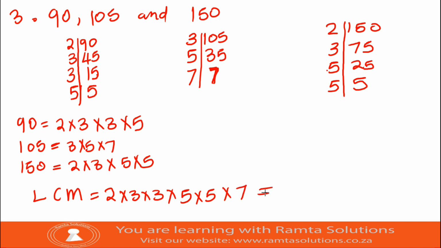So, what is our answer? Our answer, take out your calculator, will be 2 times 3 times 3 times 5 times 5 times 7. Our lowest common multiple is 3,150. So this is how you find your lowest common multiple.